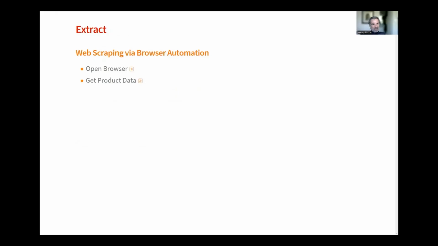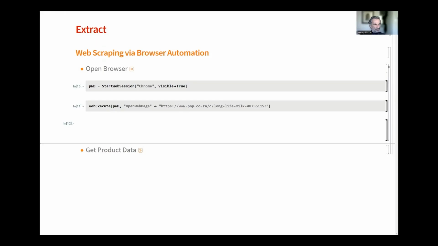Extract means retrieve data from an import source, which could be a database, file, API, sensor, website, or any other source of data. The easiest way to get data from a website and avoid many anti-bot measures is to automate a browser. So firstly, we need to open the browser.